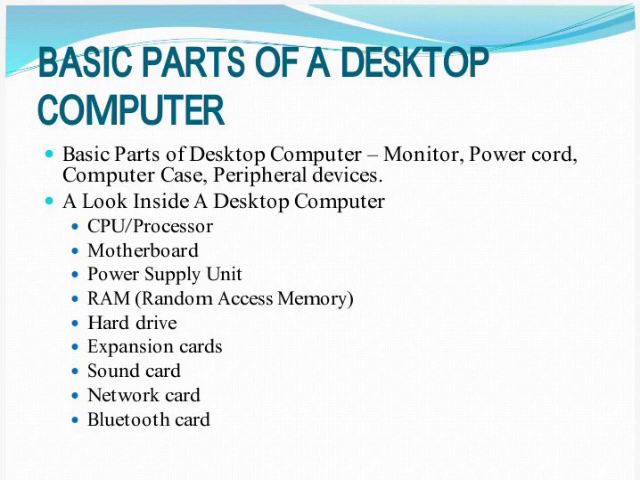For this session we are going to start with a look inside a desktop computer. What are the things we are going to discuss in the look inside a desktop computer? CPU or processor, motherboard, power supply unit, RAM, hard drive, expansion card, sound card, network card, Bluetooth card. Out of these, today we are going to discuss only the first 4 topics: CPU or processor, motherboard, power supply unit, RAM. Is that clear, students?